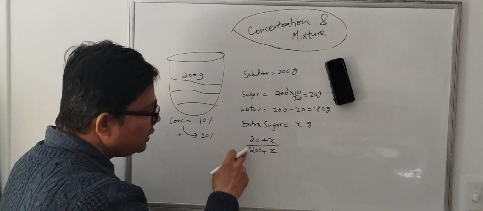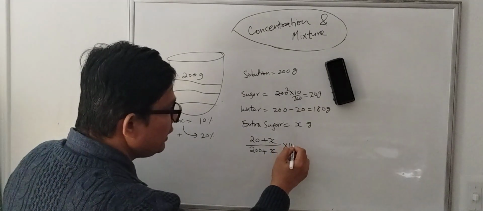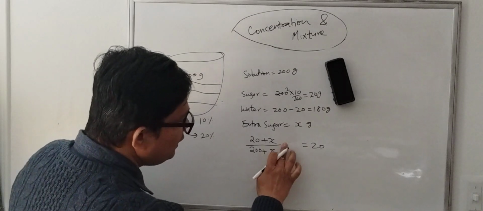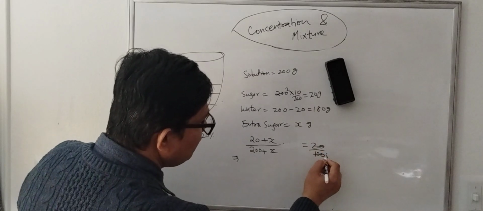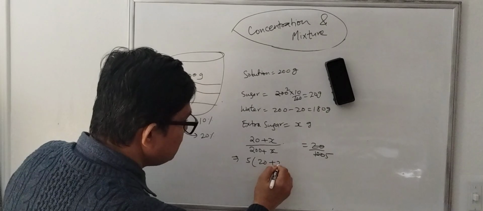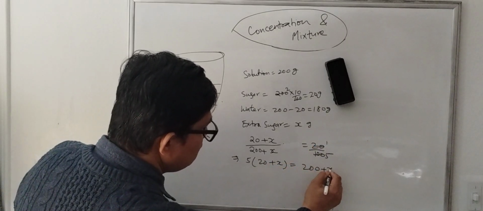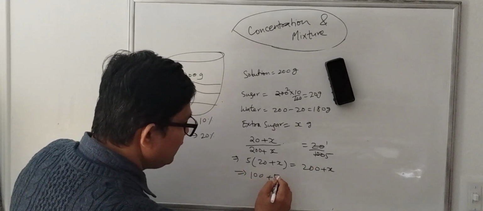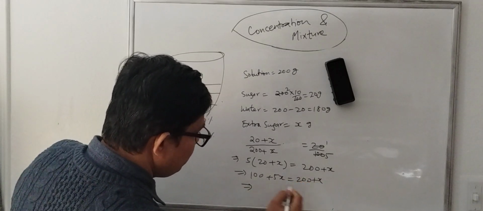So amount of solute divided by the amount of solution times 100 is equal to 20, because this is the new concentration. So I will just remove 100 from here. Okay. This will be 1 by 5. So now cross multiplication. So 5 times (20 plus x) is equal to 1 times (200 plus x). So this will be 100 plus 5x is equal to 200 plus x.